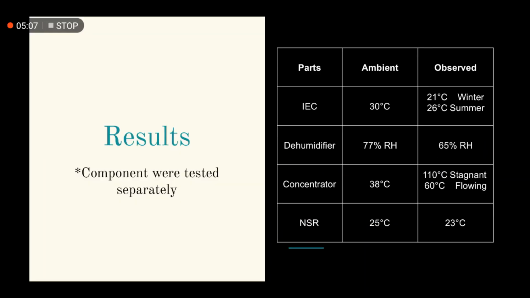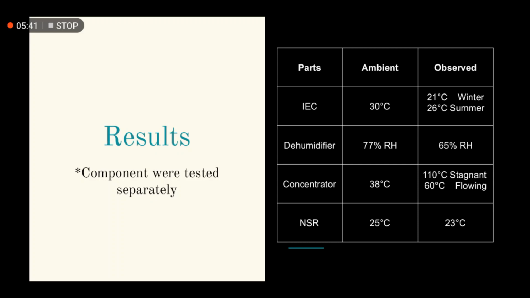Well, every component in this setup has been tested separately. For the IEC, the indirect evaporative cooler, when the ambient temperature was around 30 degrees Celsius, the drop in temperature was recorded as 21 in the winter and 26 in the summer. Now, it might confuse you as to why it has such a huge difference. Well, the reason is that the ambient relative humidity in winter is quite low, so the evaporation takes place at a faster rate.